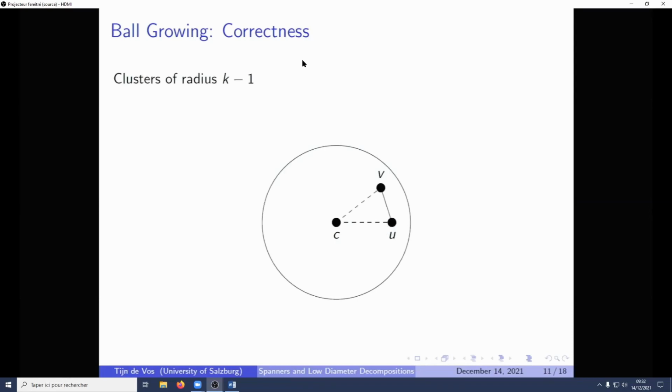We want to show that this will have stretch at most 2k minus 1 in the spanner if we have clusters with radius k minus 1. If UV is within one cluster, it's quite easy, because if we have a path from U to the center of radius k minus 1, so that's length k minus 1, and then we go from C to V, which is again k minus 1, and we even have some room to spare.